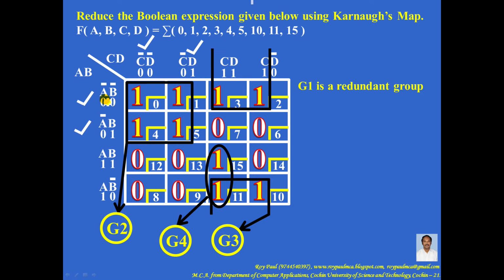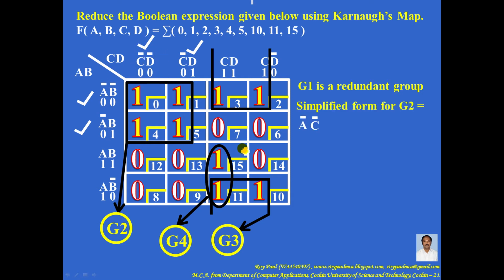Now simplify LHS. The stable variable in the left hand side is A complement. B complement is not stable because it changes the state from B complement to B. So the stable variable on the left hand side is A complement, and the stable variable on the top is C complement, because you can see that D complement changes the state from D complement to D. So for G2 the simplified form is A complement C complement.